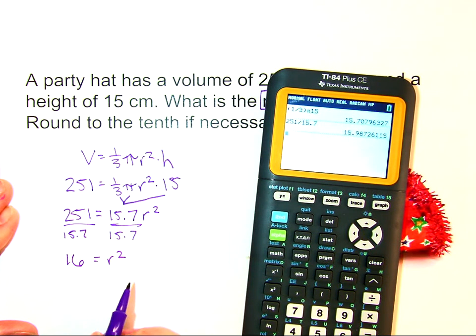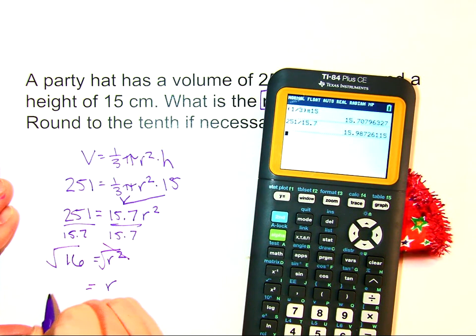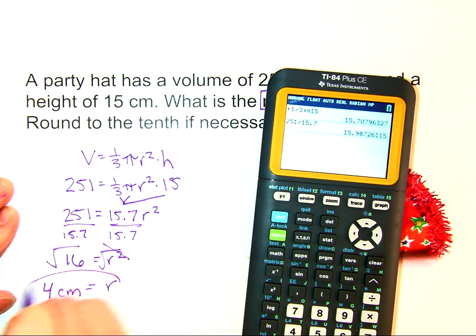Now that's r squared. Remember, we want to find the radius. So to undo the fact that r was squared, we have to take the square root to cancel that out, which gives me the radius to be 4 centimeters.